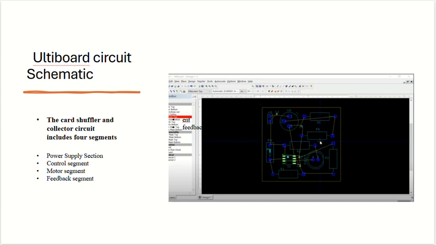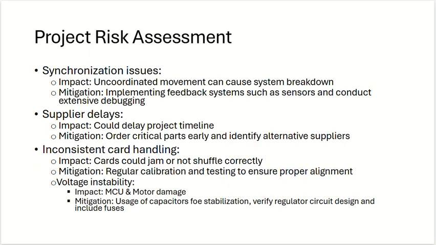And here we have project risks. The synchronization issue: uncoordinated movement can cause system breakdown. Mitigation is implementing feedback systems such as sensors and conducting extensive debugging. Supplier delays could delay the project timeline; order critical parts early and identify alternative suppliers.